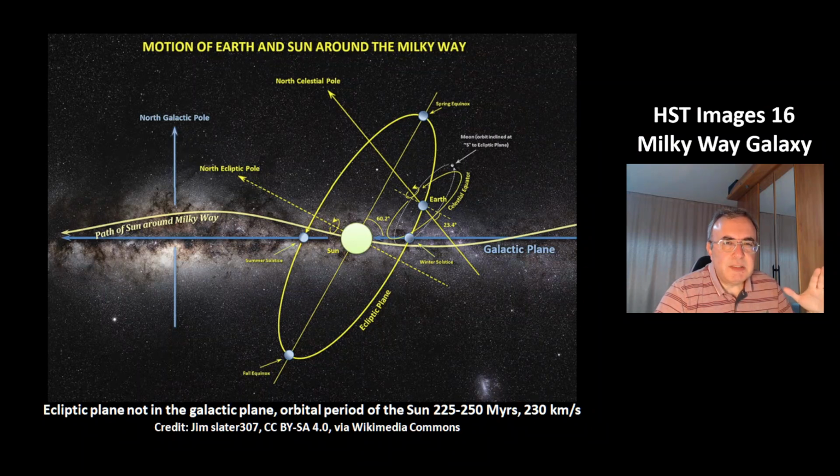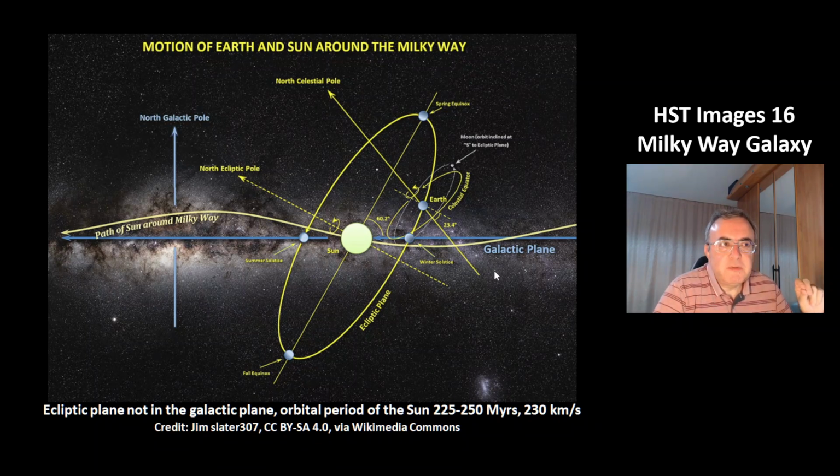This is a nice picture that shows you the ecliptic plane. That's the plane of the planets around the Sun. It is not in the galactic plane. That's the disk of the Milky Way. So the solar system rotates around the center of the galaxy.